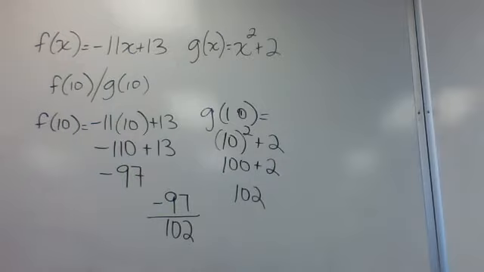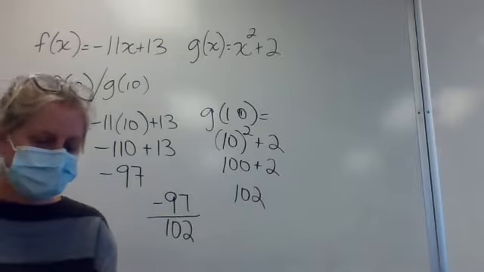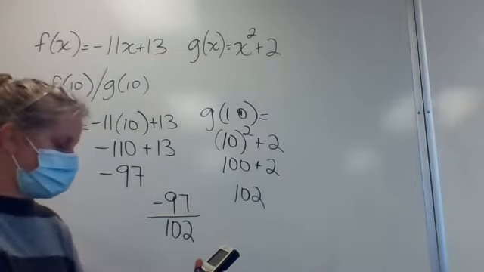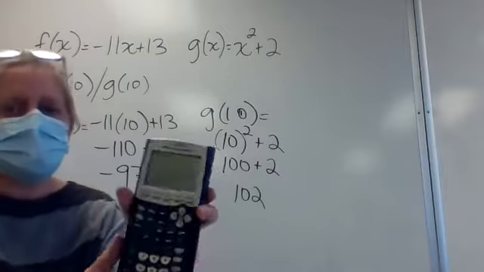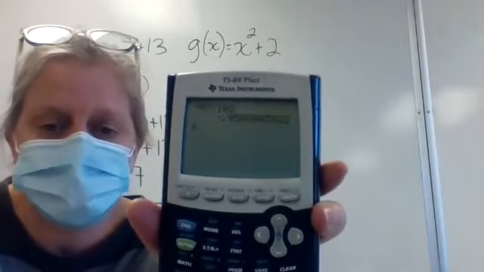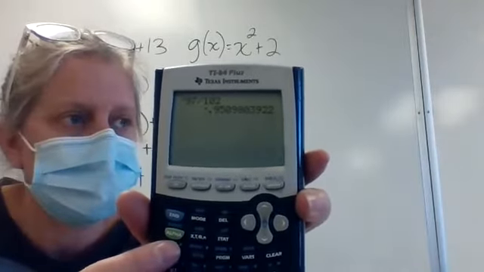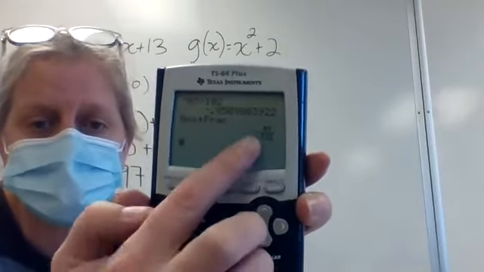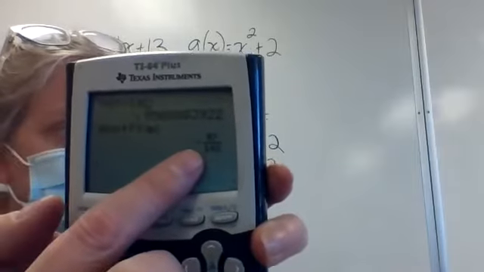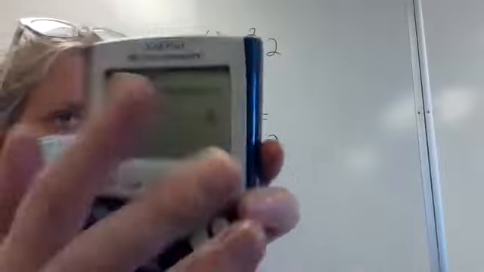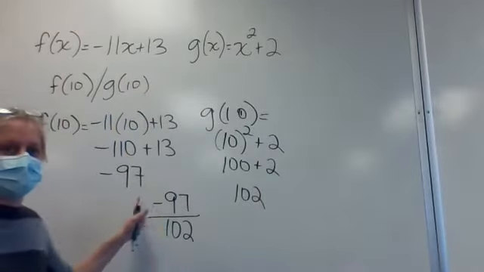If you're not sure if that reduces or not, remember how you can do that in your calculator? Just type in exactly what your answer is. Negative 97 divided by 102. You get a decimal. So see if that fraction reduces by hitting your math button and then hit enter twice. If it reduces, it would have given you the reduced answer right here, but it still says negative 97 over 102, which just means that is its simplest form.